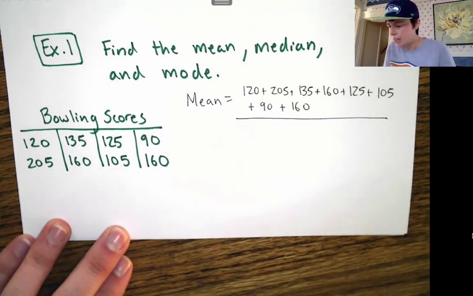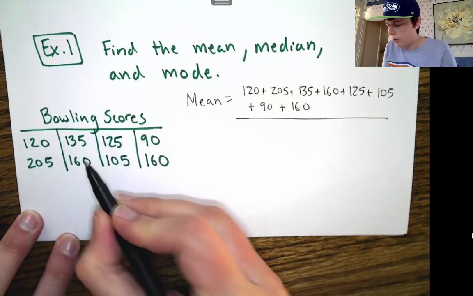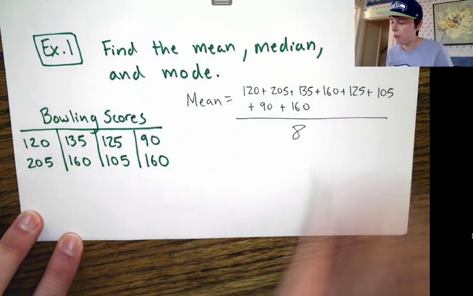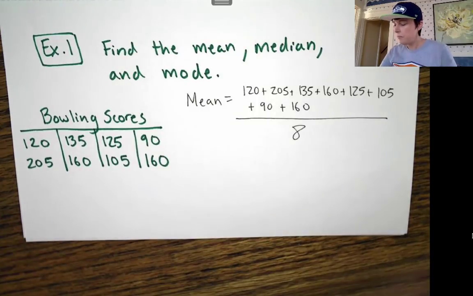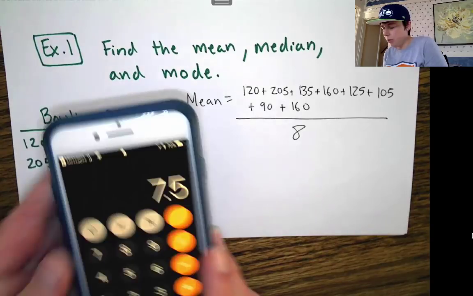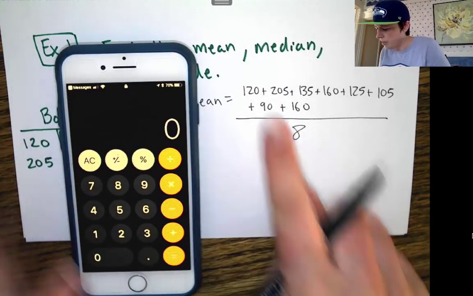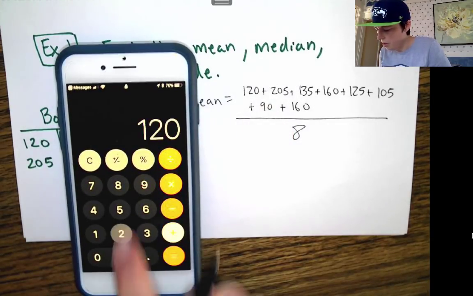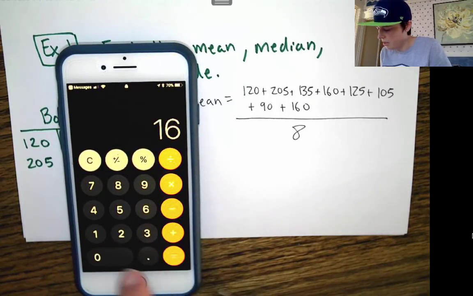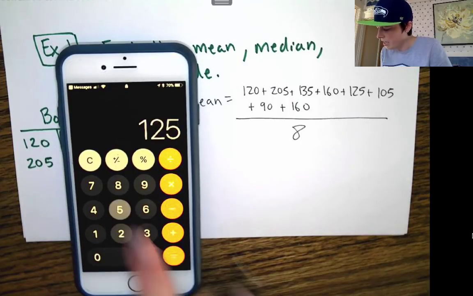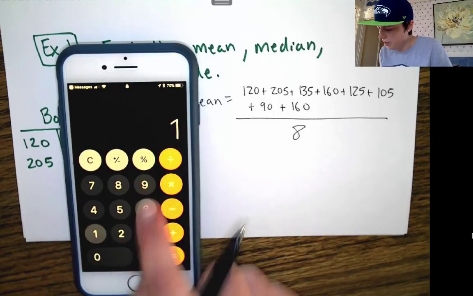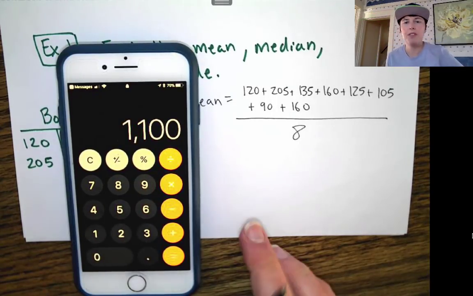So fractions mean divide. And remember there were 1, 2, 3, 4, 5, 6, 7, 8 people. So we're going to divide by those 8 people. Okay, well, let's use a calculator. We could do it in our head too, but I'm just going to pull up a calculator. I'm going to add up all these numbers, 120 plus 205 plus 135 plus 160 plus 125 plus 105 plus 90 plus 160. And I get 1,100.